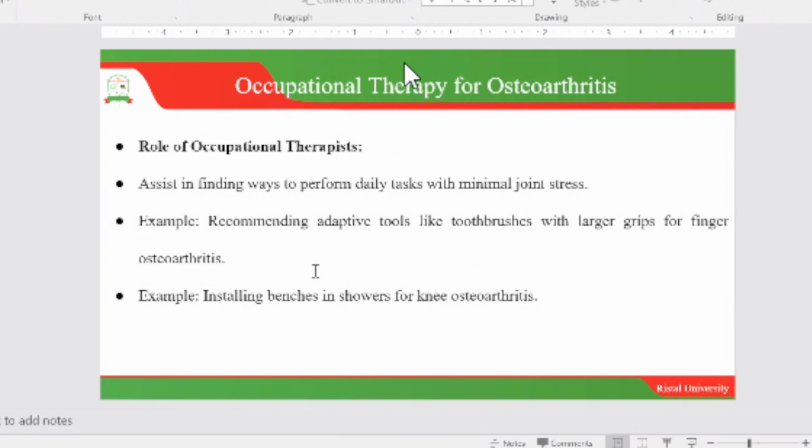Okay, yeah. So the role of these occupational therapists is to find ways to perform these daily tasks with minimal joint pain. That's why you've seen the cranes coming up, the trolleys coming up, you've seen those elevators coming up. Actually, even before they construct a building, they first construct the stair, or those ladder things, or they construct the crane first, or that pulley system, I should say. For example, also recommending adaptive tools like toothbrushes with larger grips for finger osteoarthritis. Though this is not occupational, we are trying as much as possible to show you.